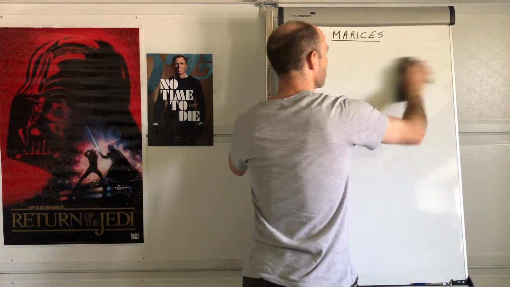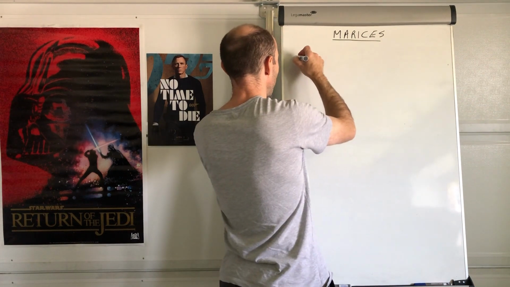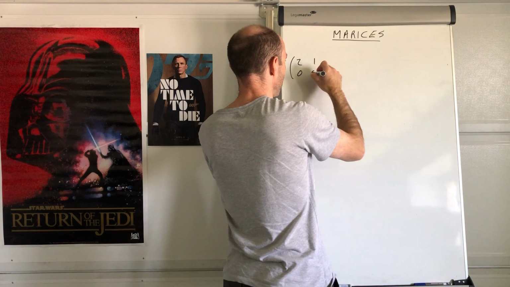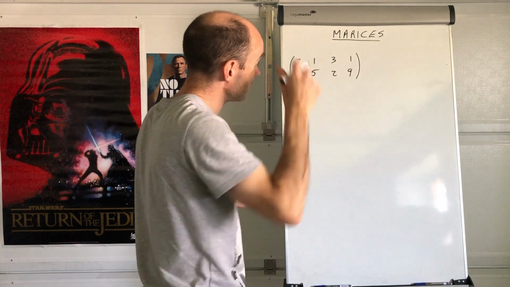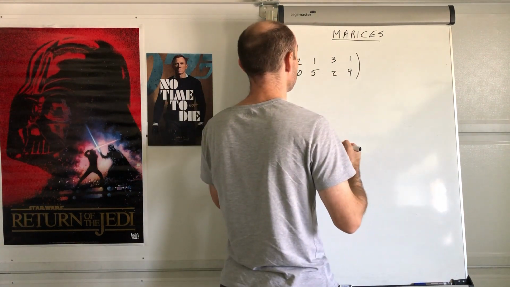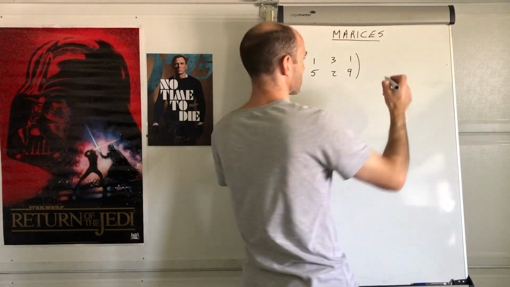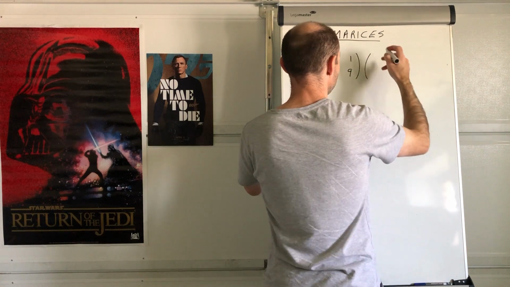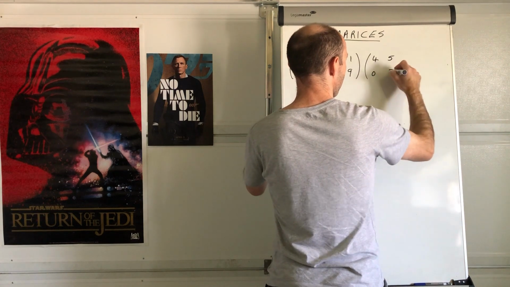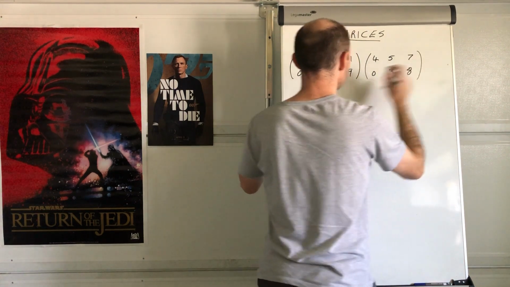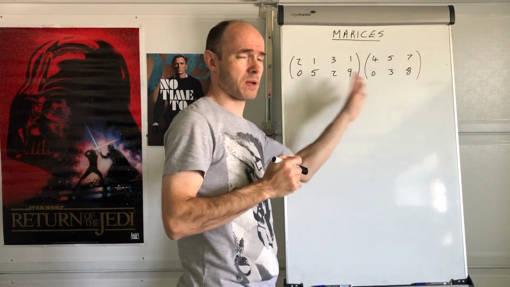Right. So, let's just take a look at another example, shall we? I'm just going to make this up. So, 2, 0, 1, 5, 3, 2, 1, 9. Okay, let's try and multiply that by this. Let's try this and see what happens. Can you give me reasons why you can't multiply those matrices together?